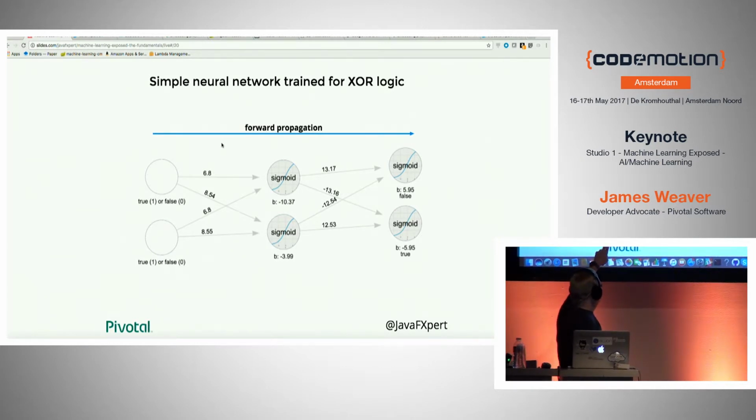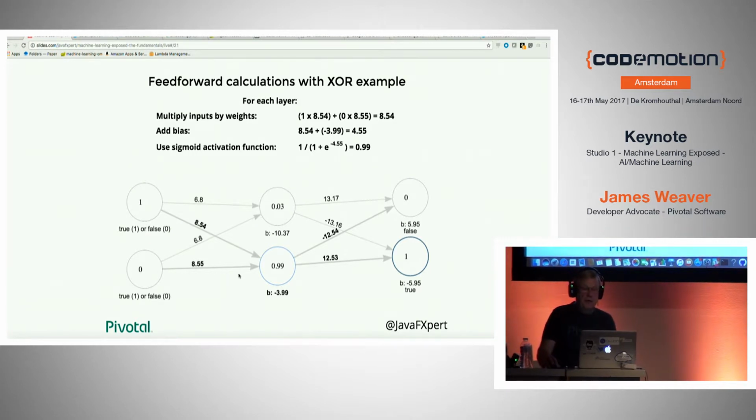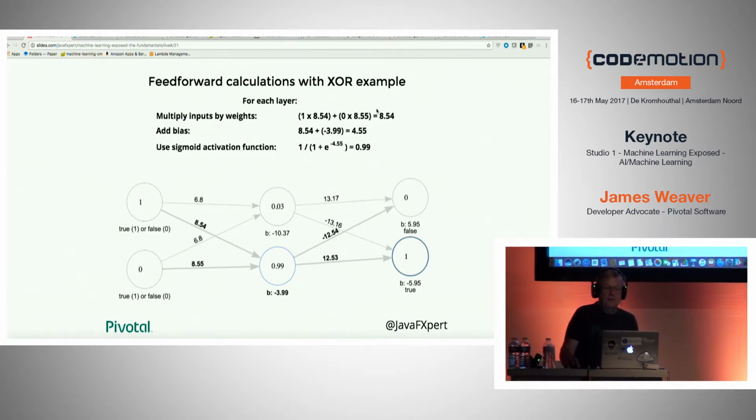We take the input, and then for each neuron in the network, in each layer, we do the following calculation. Step 1, we multiply the inputs by the weights. So in this particular case, if I'm trying to do the prediction and I'm working on this neuron, I multiply 1 times 8.54 plus 0 times 8.55, and I get 8.54. And then I add the bias.